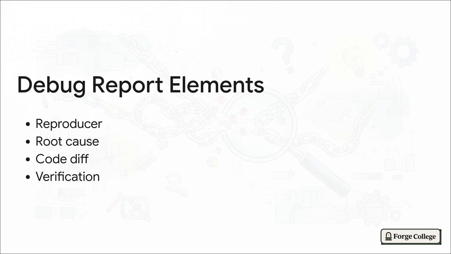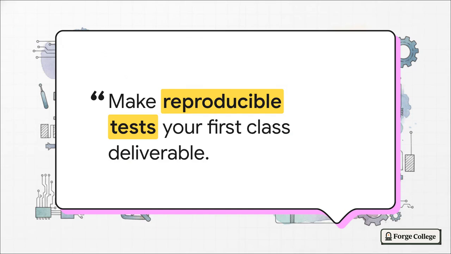This report serves as a bridge for the long-term maintainability of the contract. It's literally the ultimate proof of your detective work. Which brings us to the golden rule of this whole explainer. Make reproducible tests your first-class deliverables.